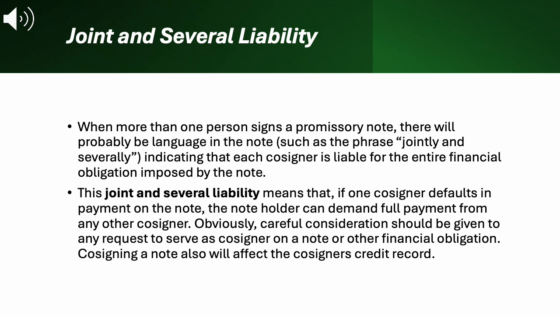Joint and several liability. When more than one person signs a promissory note, there will probably be language in the note such as the phrase "jointly and severally," indicating that each cosigner is liable for the entire financial obligation imposed by the note. This joint and several liability means that if one cosigner defaults in payment on the note, the holder can demand full payment from any other cosigner. Obviously, careful consideration should be given to any request to serve as cosigner on a note or other financial obligation. Cosigning a note also will affect the cosigner's credit record.